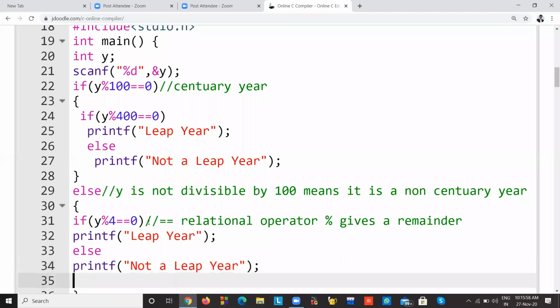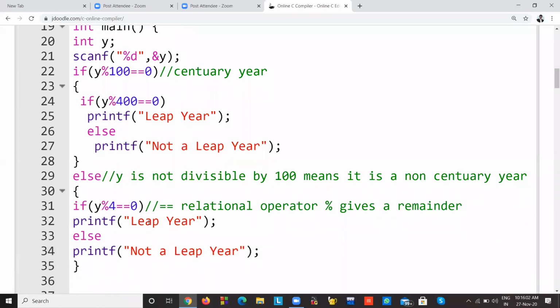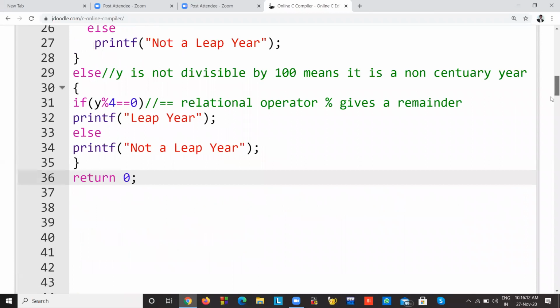Clear? So this is the way to check whether a given year is a leap year or not. This is the lengthy one. As an IT aspirant, you should not write it in this lengthy way.